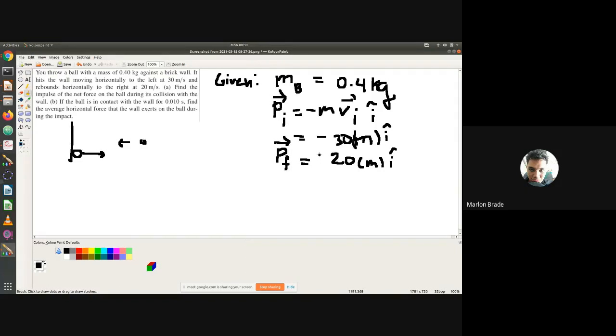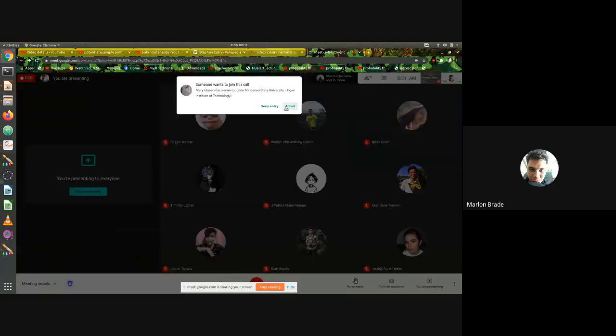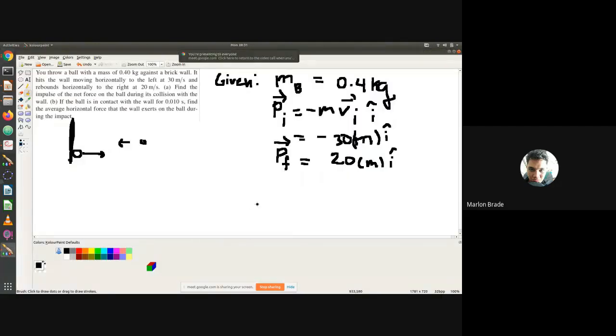So the question is: find the impulse of the net force on the ball during its collision with the wall. Notice that momentum is not conserved in this case because the ball moved to the left at negative 30, then on returning only 20 was left. This means the wall exerted a force, perhaps a friction or dissipative force that slowed the momentum. But the question is, what is that force, or how much impulse did that force exert?